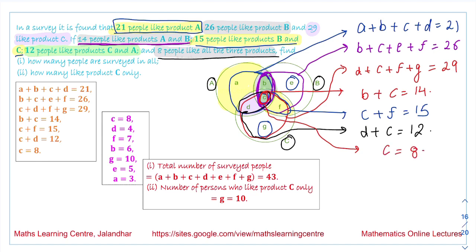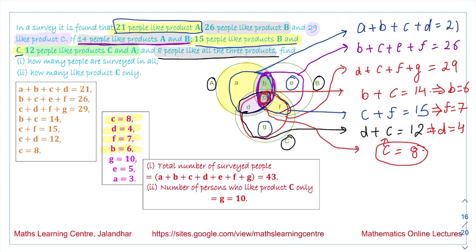Now we have to find how many people are surveyed in all and how many people like product C only. We have the value of C is equal to 8. If we put this value in this equation, we get D is equal to 4. If we put the value in this equation, we get F is equal to 7. If we put the value of C in this equation, we get B is equal to 6. These are the 3 values that we have obtained. These are shown over here: C is equal to 8, D is equal to 4, F is equal to 7 and B is equal to 6.